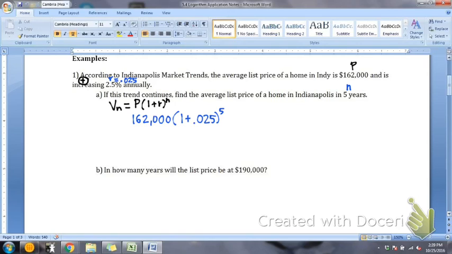So it's appreciating. So let's go ahead and combine 1 plus 0.025. So I'm going to write 162,000, 1.025 raised to the fifth.